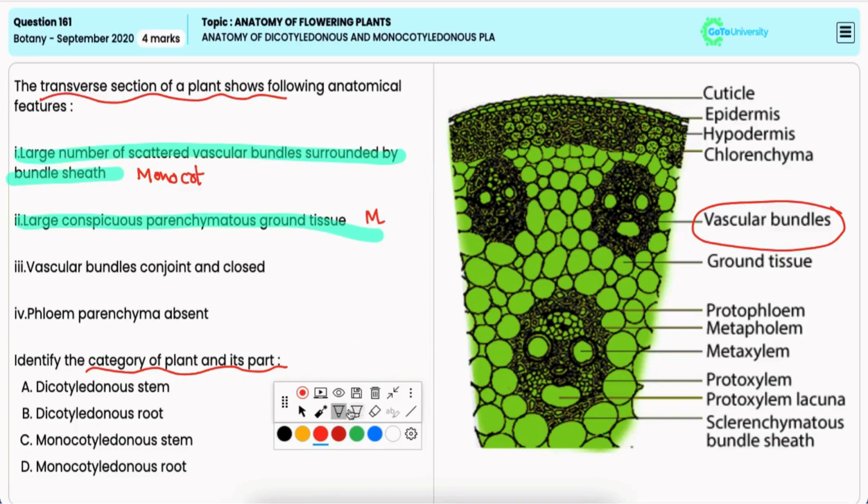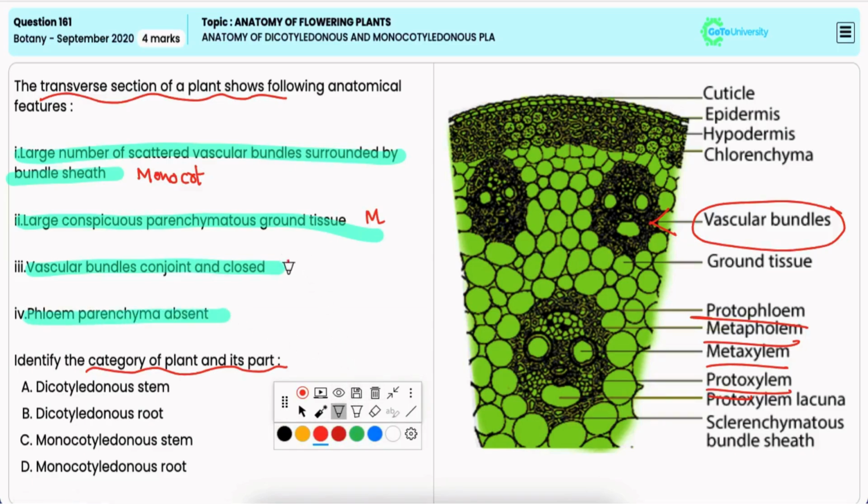Statement C, vascular bundles conjoined and closed. Now, in monocots, vascular bundles are generally conjoined, that is, having both xylem and phloem, and closed, that is, no cambium is present. Statement D, phloem parenchyma absent.